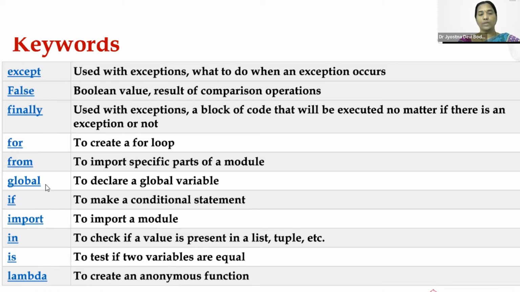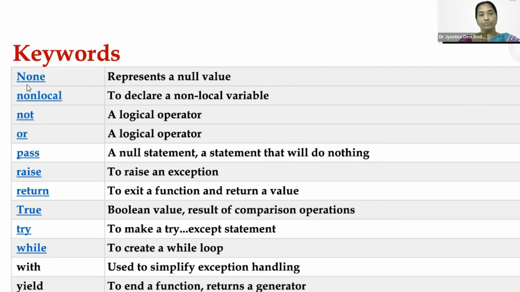Global is used to create global variables. And if is to create a conditional statement. So import is also part of modules. When we are importing modules, we use this import keyword. Then in: these are special operators that are introduced in the Python programming language. Then lambda, to create any anonymous function, we can use this lambda keyword. And along with that, there are a few other keywords also. The None. So None is the keyword which represents nothing. This is a special keyword supported by Python to indicate nothing. Then nonlocal is a keyword to declare a nonlocal variable.